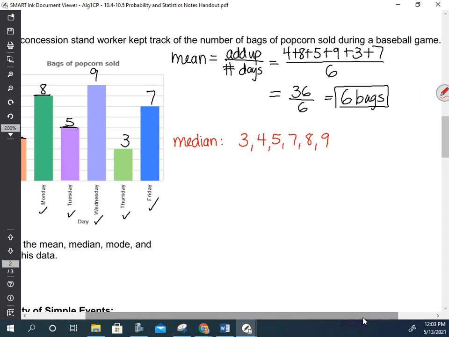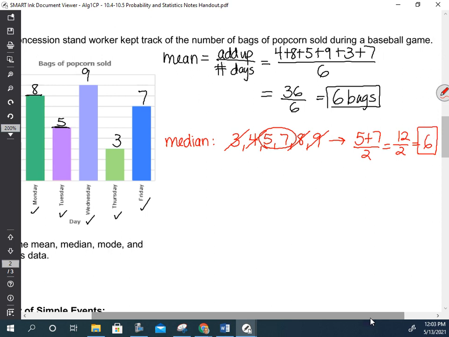So now you start crossing off. You got 2 numbers in the middle. If you get 2 numbers in the middle, you add them up and then divide by 2. So your median is 6. Median is 6.